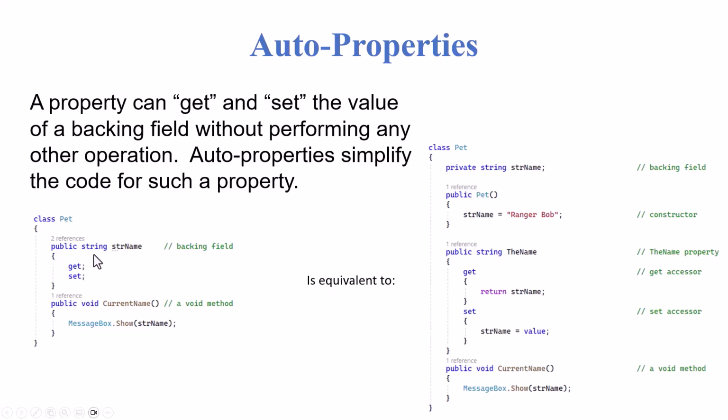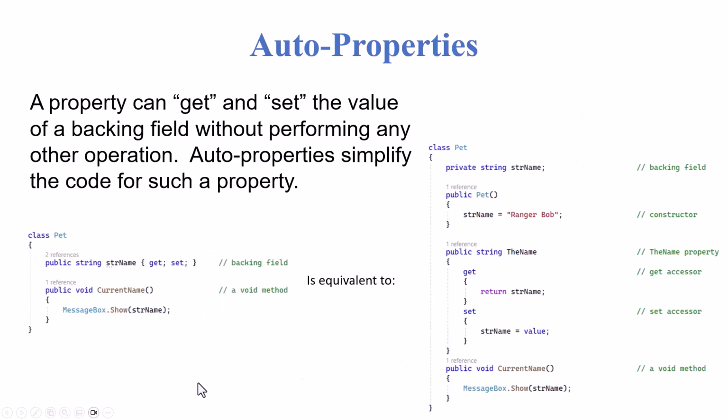Class Pet, public string name is our backing field. We have the words get and set here. And we have the method here, current name, which will return that. This is actually equivalent to this over here, with one exception. Here we're specifying Ranger Bob. Here we don't see that at all, so you'd actually be creating a null in string name. Nothing can be there until you use the get and set parameters. But basically it's equivalent to this. Much less code, much easier to write. There's another version of it.